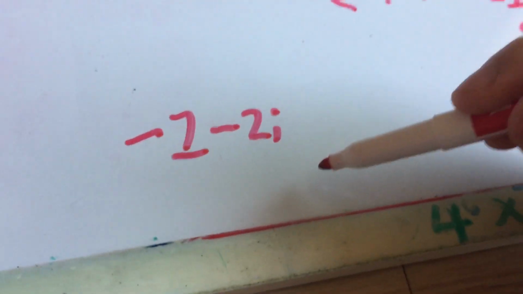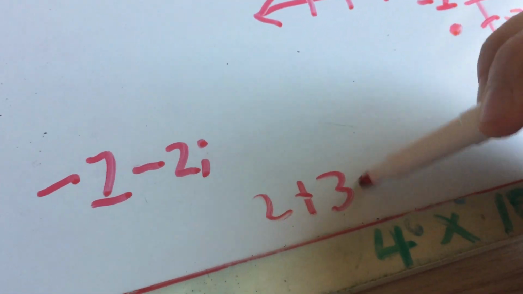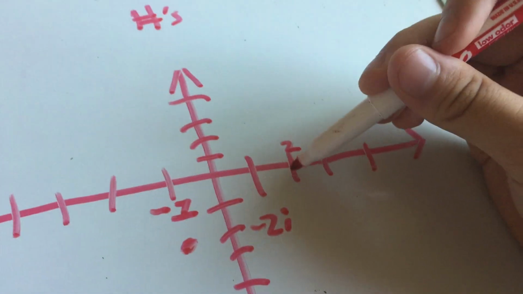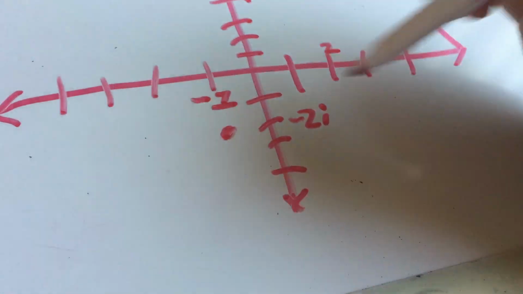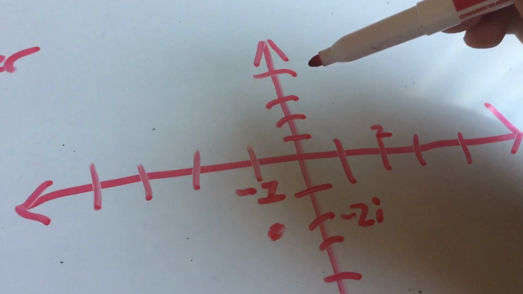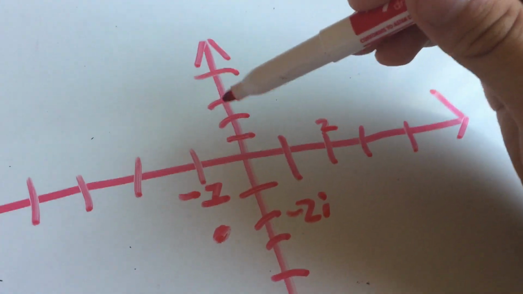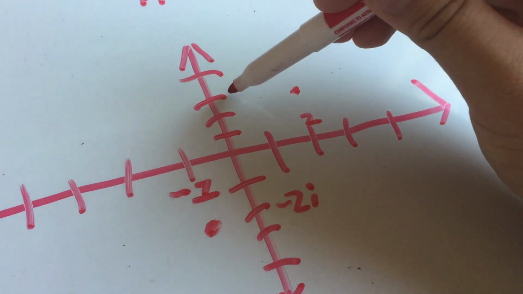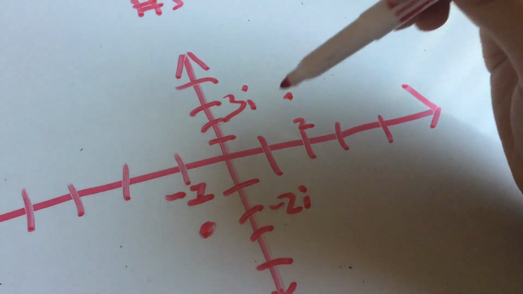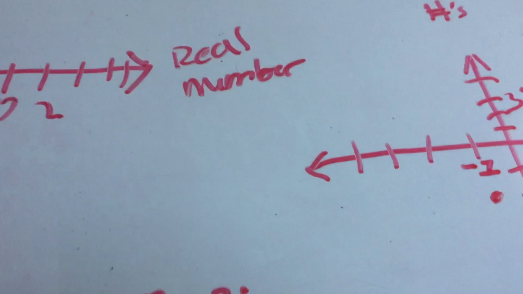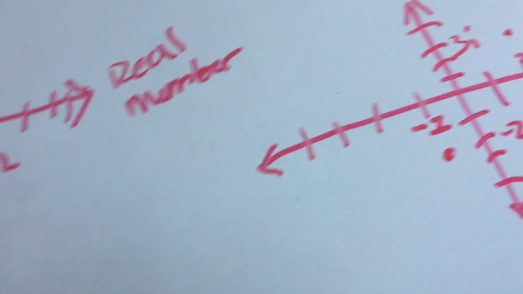And let's plot 2 plus 3i. Alright, 2, we know 2 right here. It's on the real number line. And 3i, it's your y-axis. So 3 right there. So there you go, 3i. This line. And that's how you plot complex numbers in a plane.